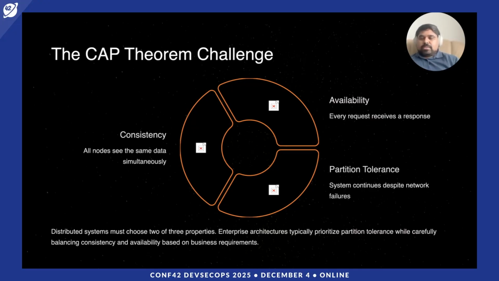CP systems: consistent plus partition tolerant, but may not be available. Example, some financial systems prioritize consistency. Money must never be wrong. So the trade-off is, if a partition happens, stop serving requests rather than serve inconsistent data. AP systems: available plus partition tolerant, but may not be consistent.